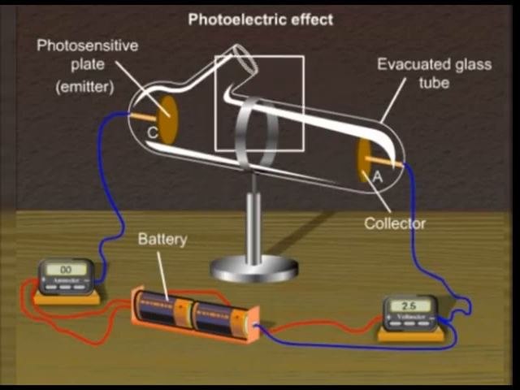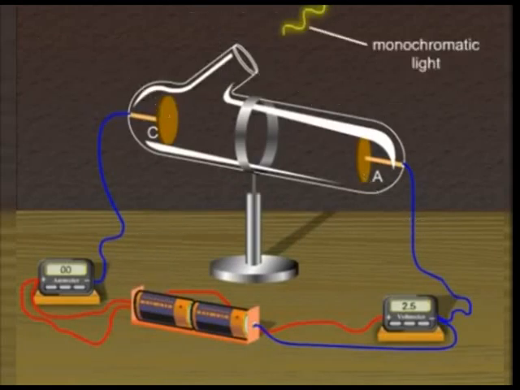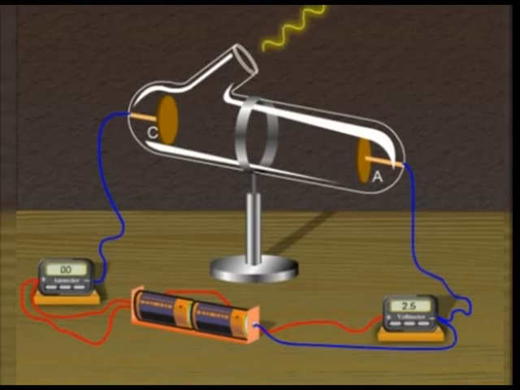There is a small window that opens into the glass tube. It's a transparent quartz window. This permits UV radiations to pass through it and irradiate the emitter. Now a monochromatic light from a source and of sufficiently short wavelength passes through this window and falls on the photosensitive plate C. Because of photoelectric effect, electrons emitted by the plate C are attracted and collected by plate A. Why? Because of the potential difference created by the battery.